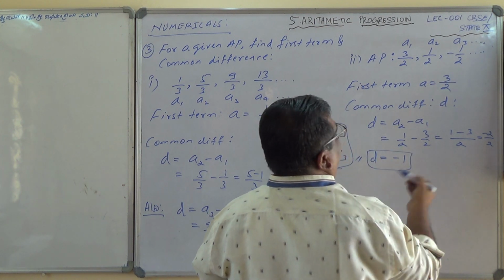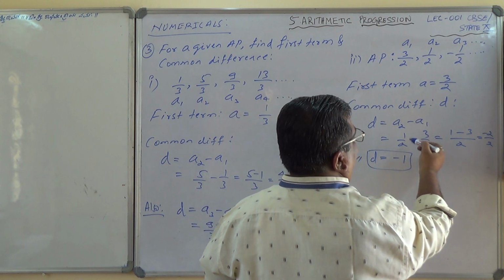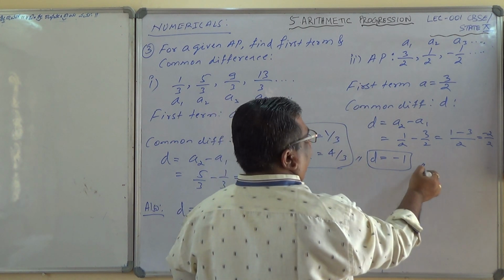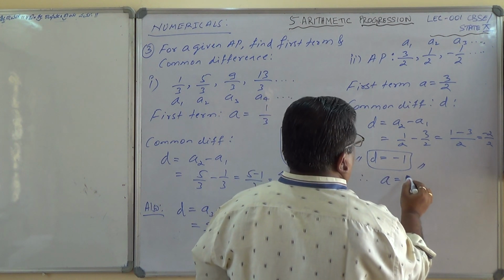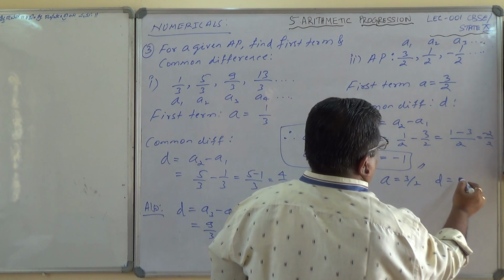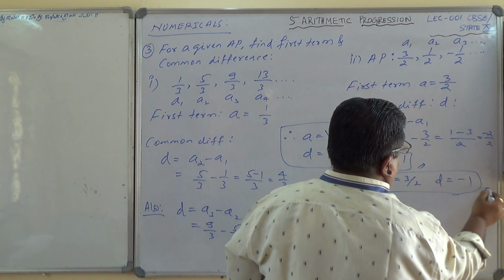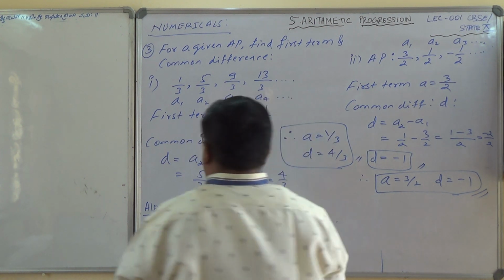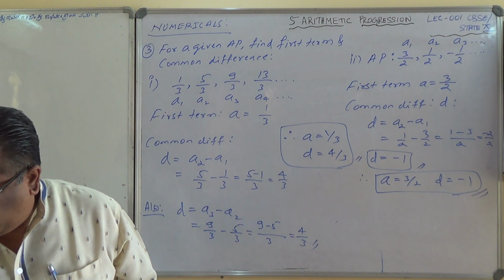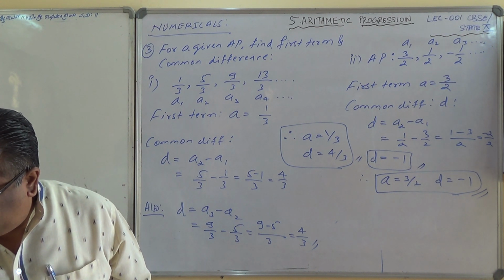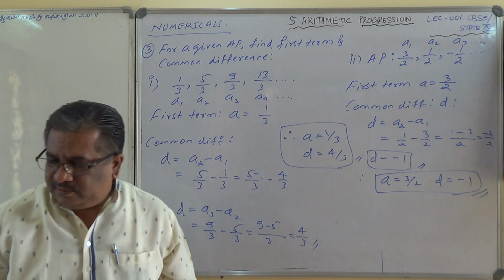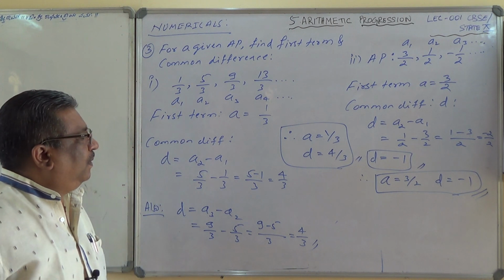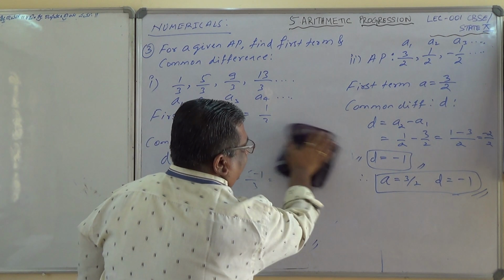D equals minus 1. Let me check whether it is correct or not. 2 is a common, 1 minus 3, and therefore minus 2 by 2, which is minus 1. Also, you can find out, this is enough for the time being, and therefore I'll write A equals 3 by 2 and D equals minus 1. This is the final answer, isn't it? And let me take another example. Yeah, one more I'll take. Find the common difference and first term.